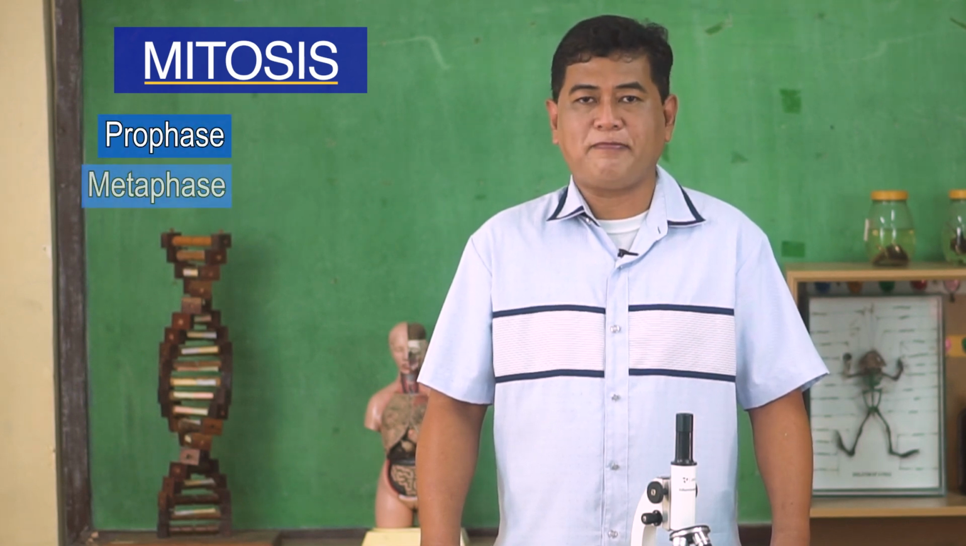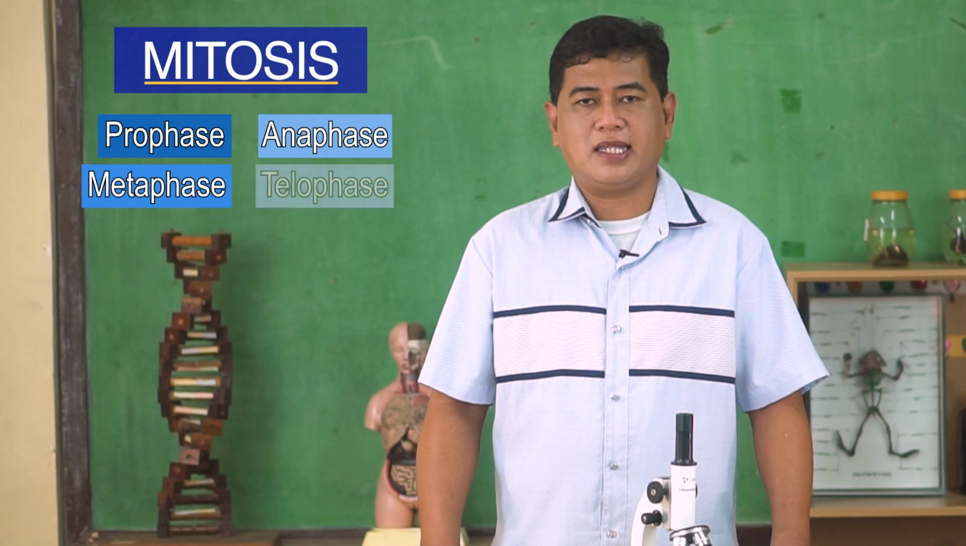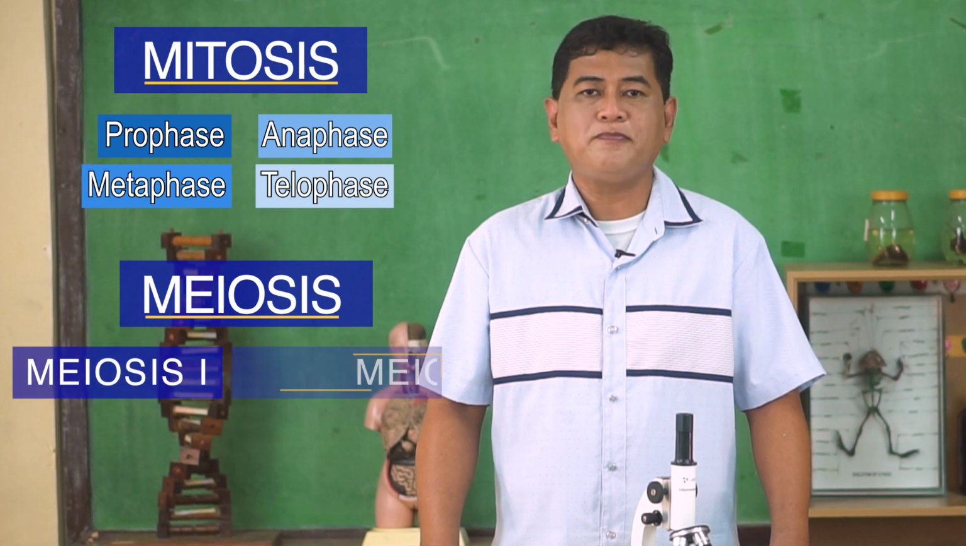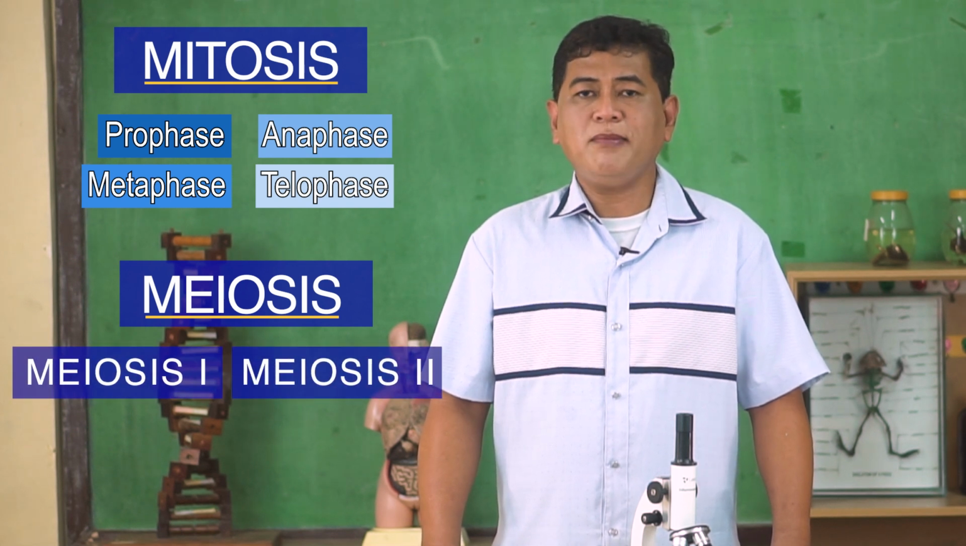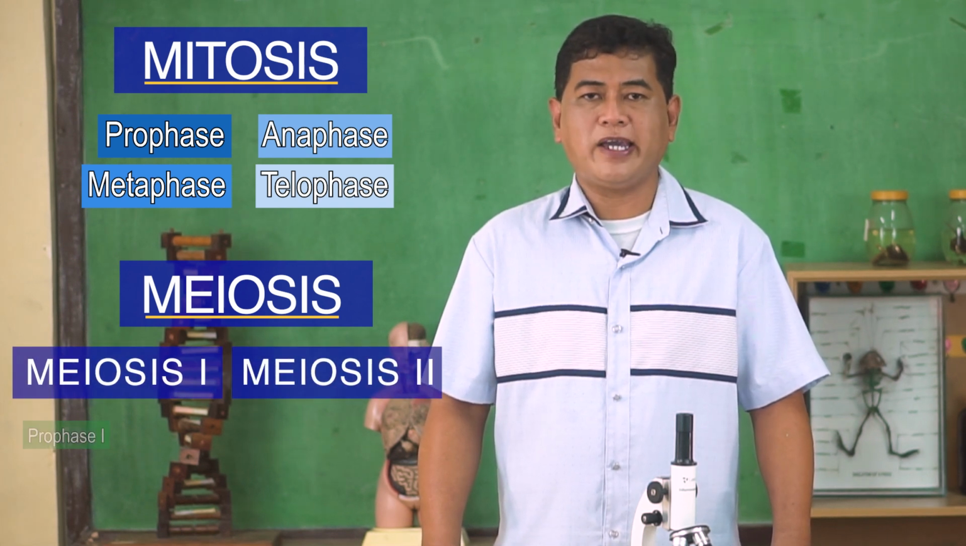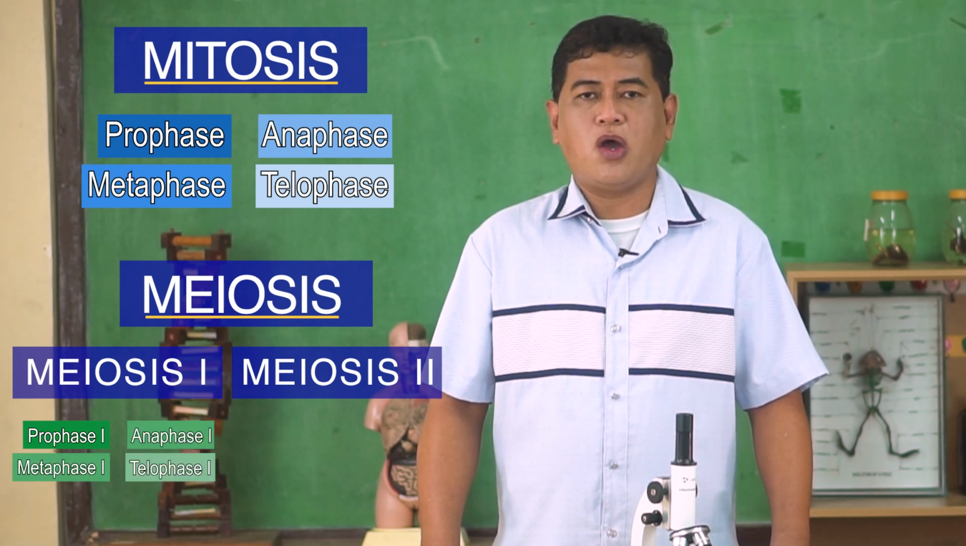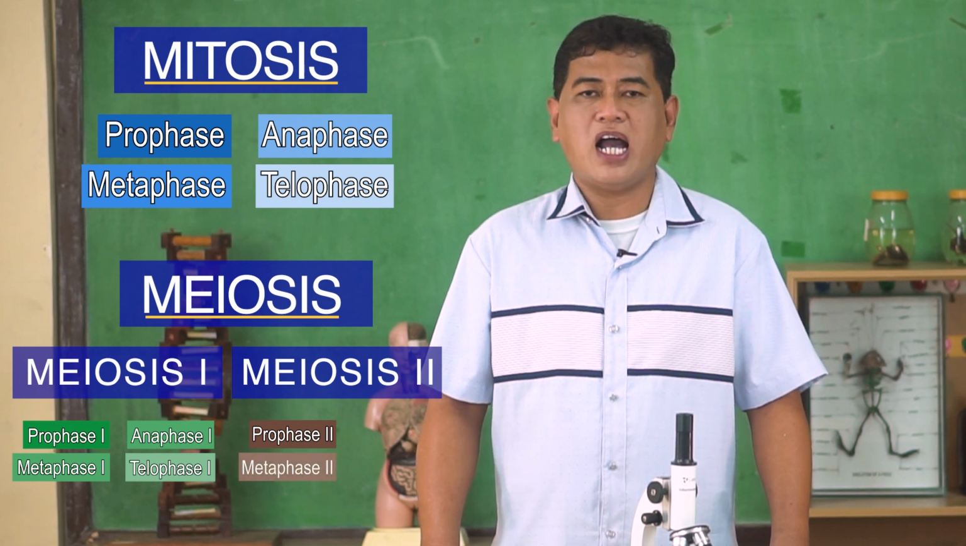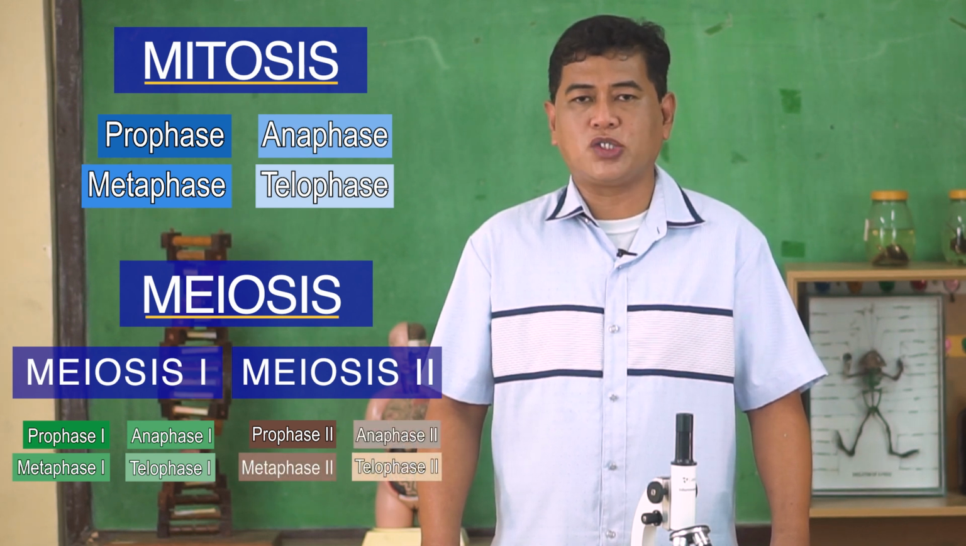In mitosis, one cell division happens in the parent cell, with the stages prophase, metaphase, anaphase, and telophase. While in meiosis, two cell divisions take place, meiosis 1 and meiosis 2. In meiosis 1, we have prophase, metaphase, anaphase, and telophase. While in meiosis 2, we have prophase 2, metaphase 2, anaphase 2, and telophase 2.